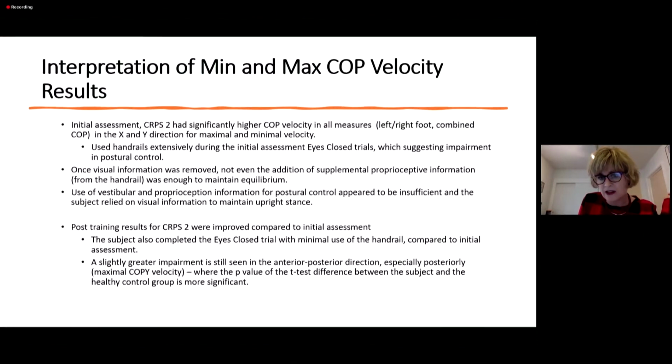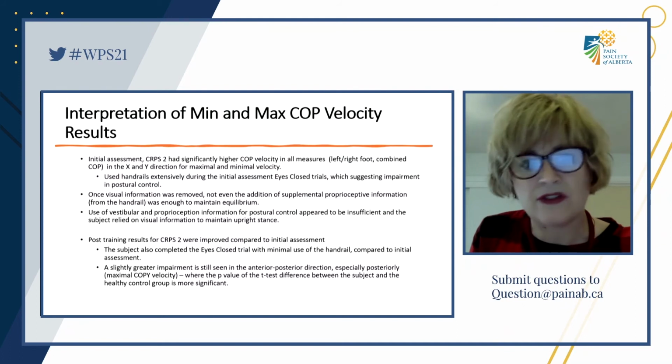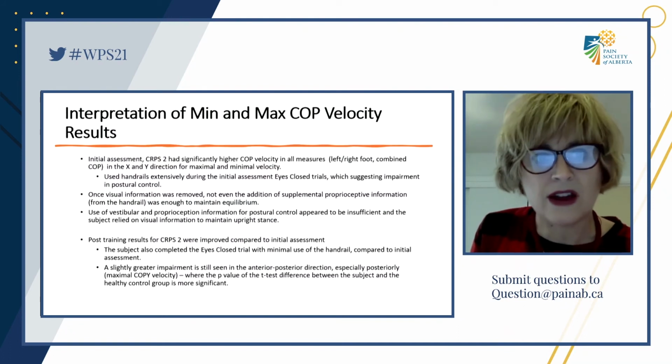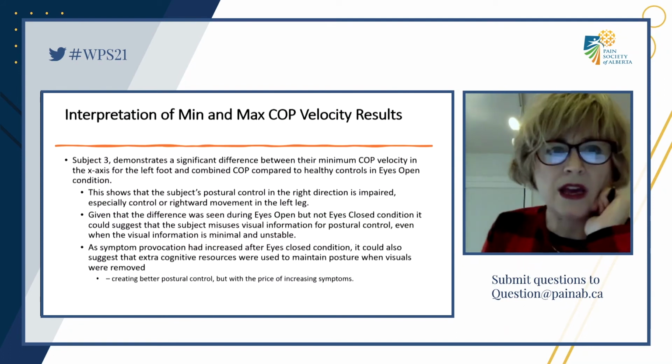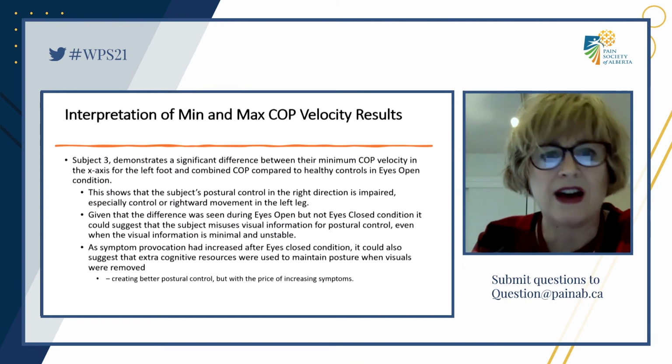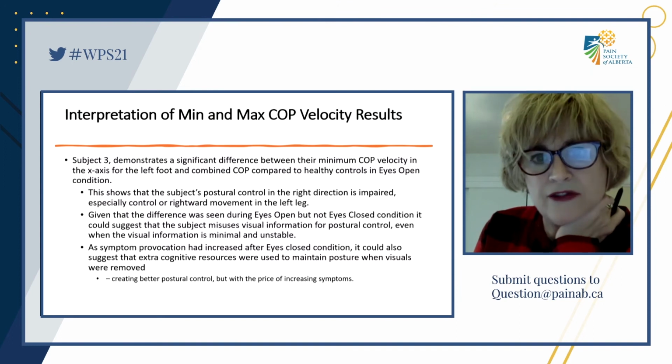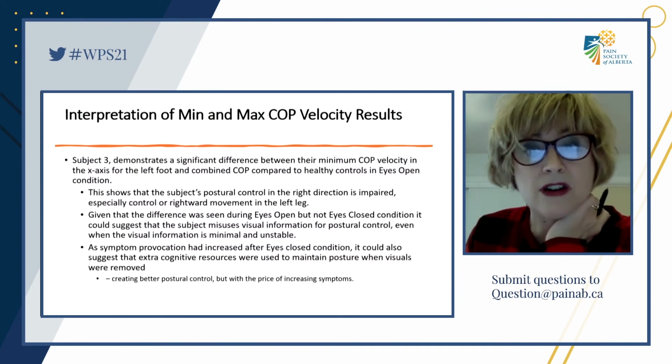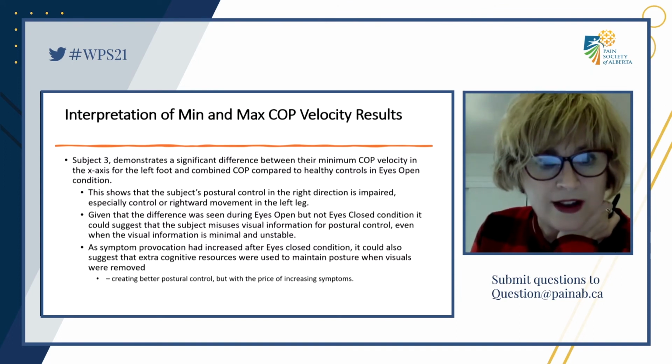When she completed the eyes closed trial, she used minimal use of the handrail compared to initial, and a slightly greater impairment is seen in the AP direction, especially posterior maximal center of pressure Y velocity, where the p-value of the t-test difference between the subject and the healthy control is more significant. Subject 3 demonstrates a significant difference between their minimum COP values in the x-axis for the left foot, compared to healthy controls in eyes open.